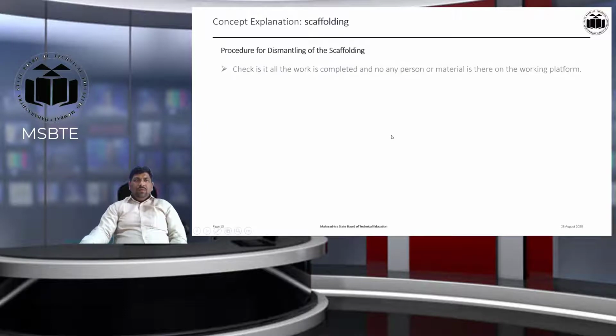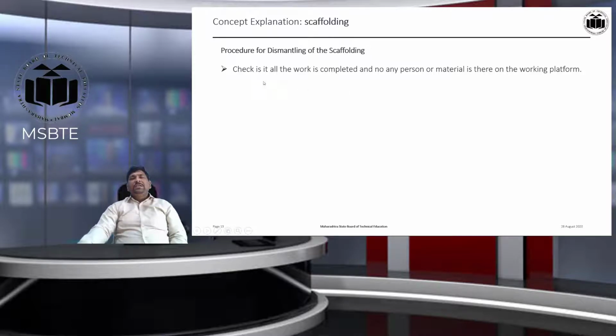Now the next one, procedure for dismantling of the scaffolding. As in the last point, we have seen the procedure of erection of the scaffolding, one should also know about the procedure of dismantling.